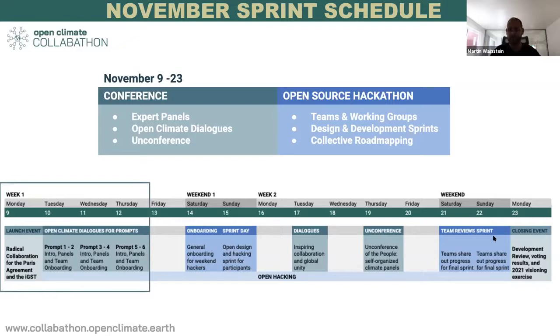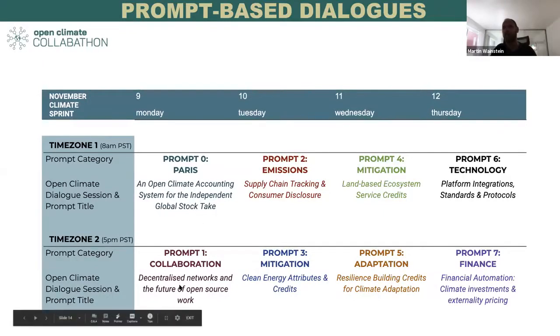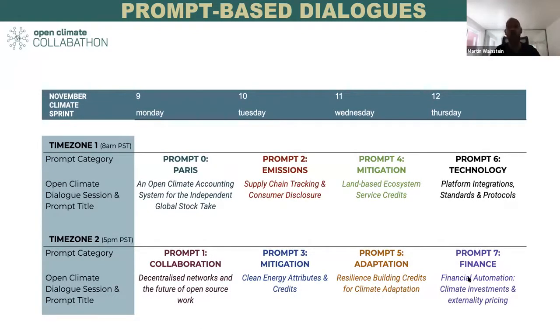This is probably the last thing I want to share. The way that we're looking at the first sessions for the first couple of days is related to prompts that are structured with a specific role within climate accounting. The first one is the role of the independent global stocktake, how NGOs can participate in the accountability of projects that UNFCCC has to guide in GSTs, the role of collaboration and new technologies for scalability, emissions mitigation, both clean energy and land-based, as well as adaptation credits and certificates, the role of platform integration standards and protocols, and finance. With this, we expect to have panels with experts from around the world and form teams and specifically dedicate the 2 weeks of COP to actually building solutions.